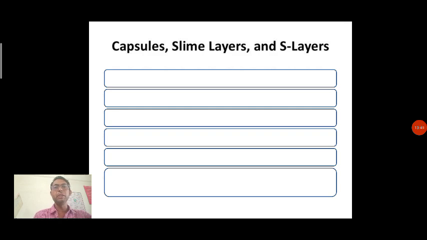So we stop with this. In the upcoming lecture we are going to discuss the capsule, slime layer and S layer. What are the differences between these things we are going to discuss in the upcoming lecture.